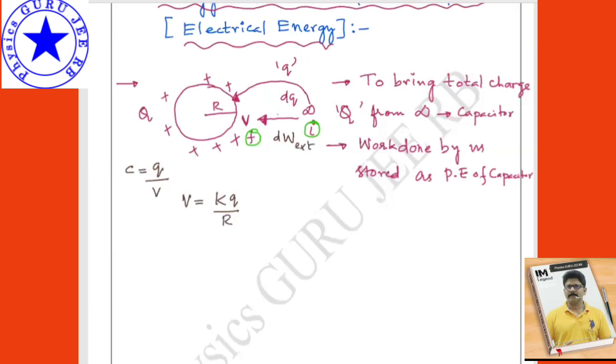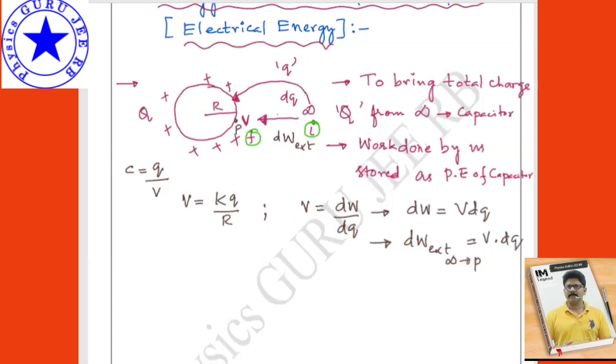Now to calculate external work, according to the definition of potential, we can write dW, the work done, is equal to the potential, which is the work done to bring the small charge from infinity to the given point. So now the work done dW is equal to V into dq. It is the external work done to bring the charge from infinity to the given point P.